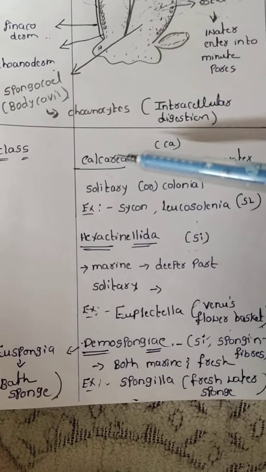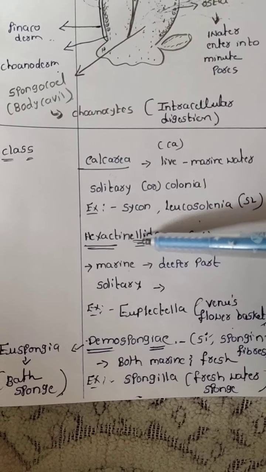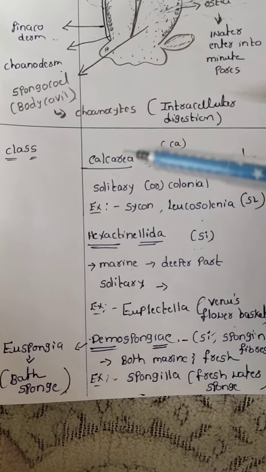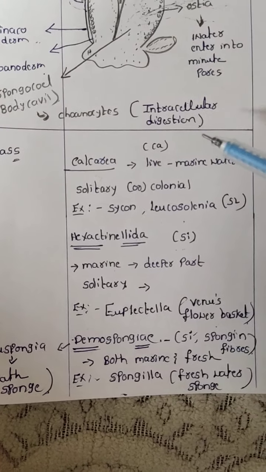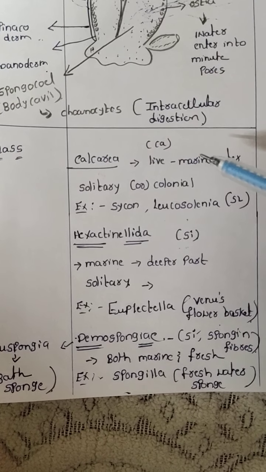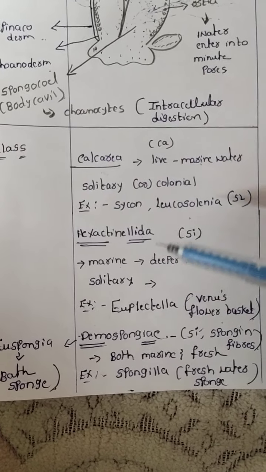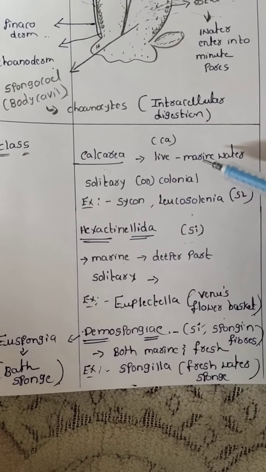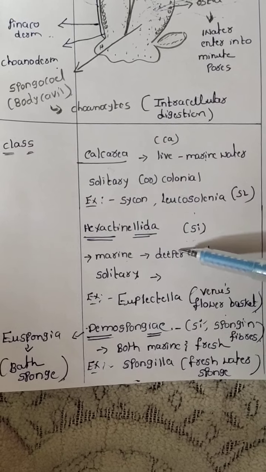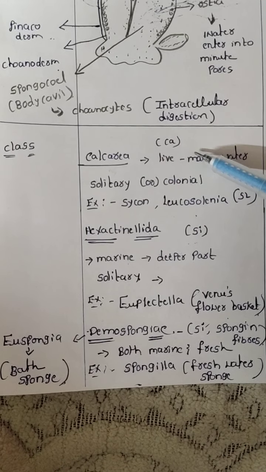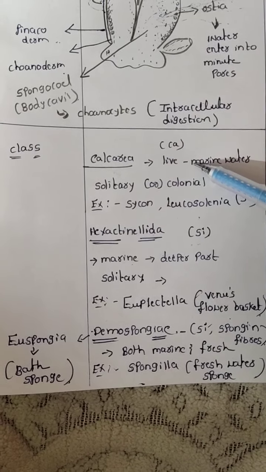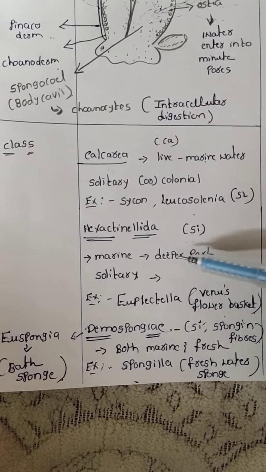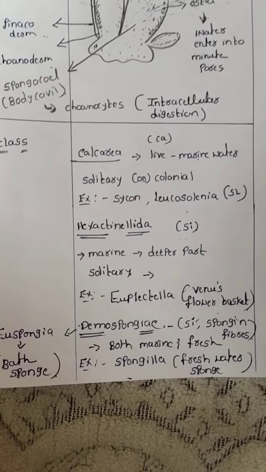See, keep in mind for Calcarea and Hexactinellida, what organisms are present in this class? They live in marine water. This also lives in marine water. It also lives in marine water. What is the difference between Calcarea and Hexactinellida? Calcarea organisms can live in the shallow water in the marine, but Hexactinellida is present in the deeper part of the marine.